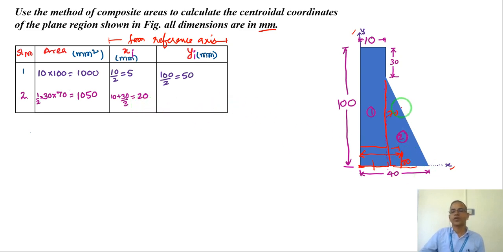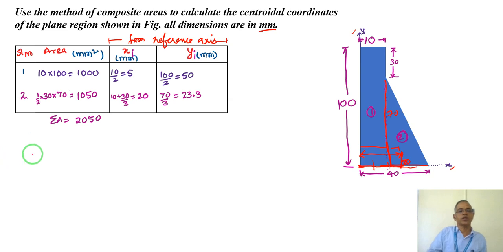Similarly for the y axis, y bar or yi, my reference will be the x axis. Since the area is touching the x axis, I have to measure in this direction, and from here it is 1/3 of the height. Height is 70, 70 by 3, which is 23.3. So that's all, I got only two areas here. So total area becomes 2050.